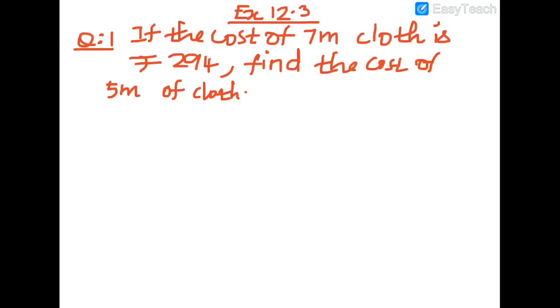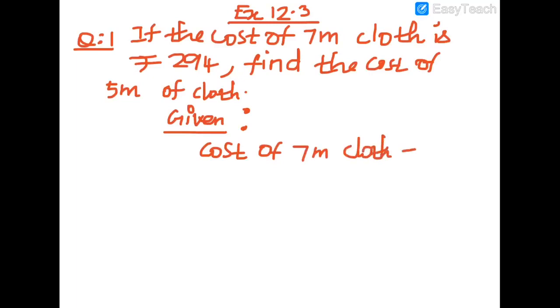First we have to write the given values. What are the given values? Here we have to write the cost of 7 meter cloth first. The cost of 7 meter cloth is 294, so I will write 294 here. Then we have to find the cost of 1 meter cloth. So what is the cost of 1 meter cloth?